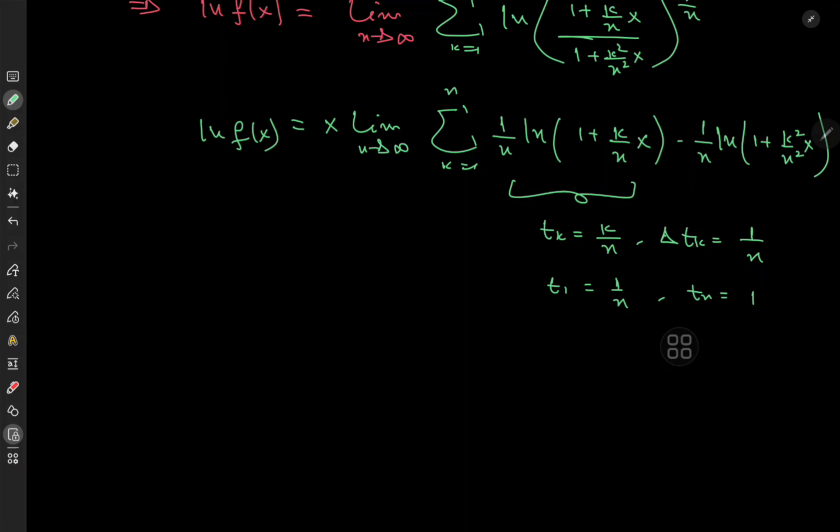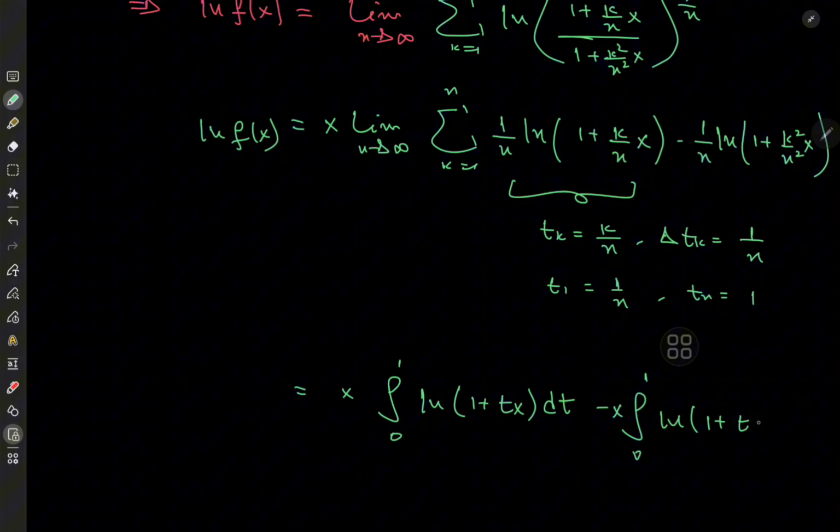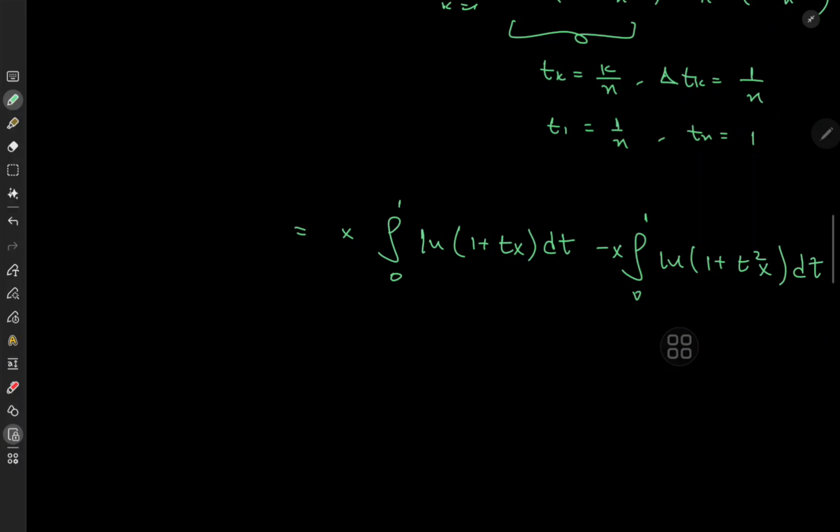So this is a Riemann sum, and if I evaluate the limit as n tends to infinity, then I will get x times the integral from 0 to 1 of log of 1 plus tx dt, where x is still a parameter, minus the integral from 0 to 1 of log of 1 plus t squared x dt. Okay, cool. So all of that is log f of x, and we have a couple of standard looking integrals to evaluate.